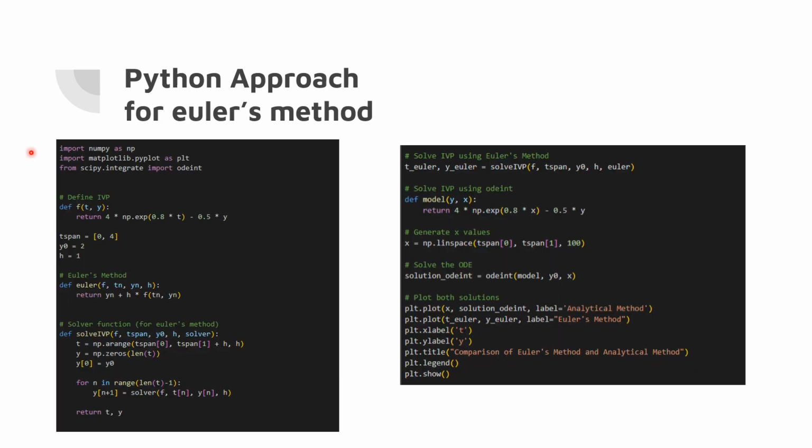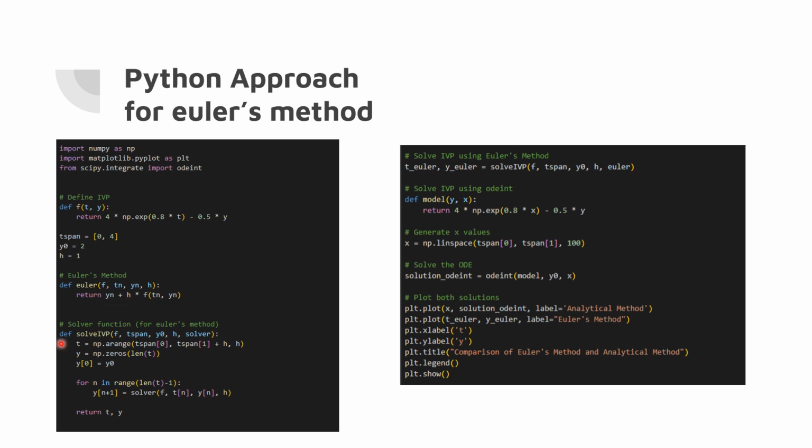This is the Python approach for Euler's method. The libraries that are used in this code are NumPy, Matplotlib, and SciPy. Firstly, we're going to define our differential equation with variables t and y, as well as our t values, our initial condition, and our step size. Secondly, we define the function for Euler's method here using our function, our step size, and our y sub i. In this case, it's y sub n.